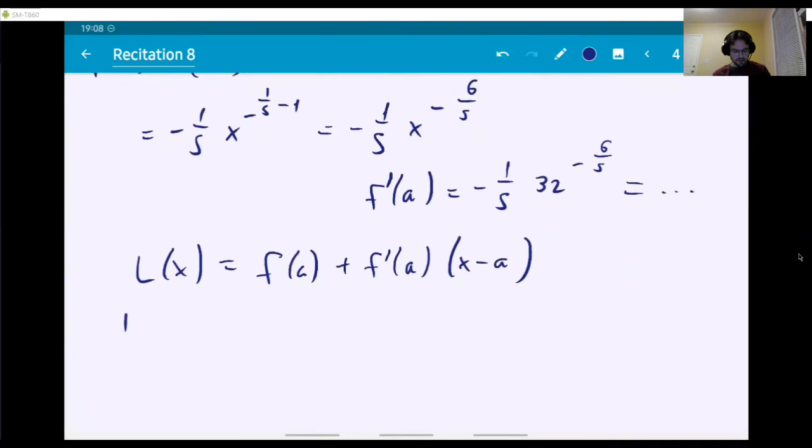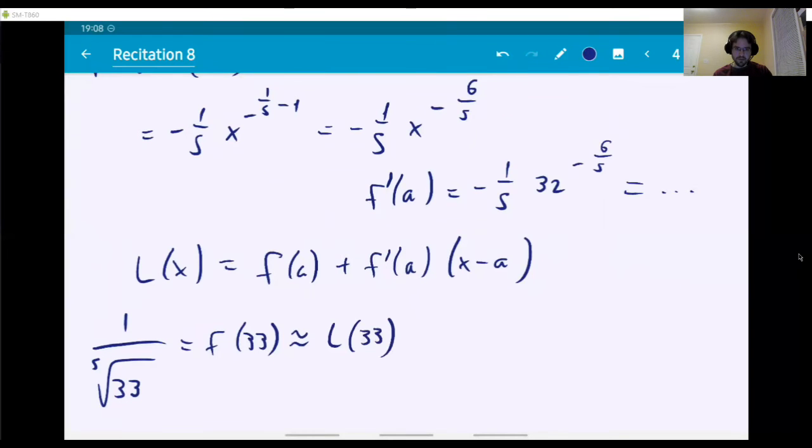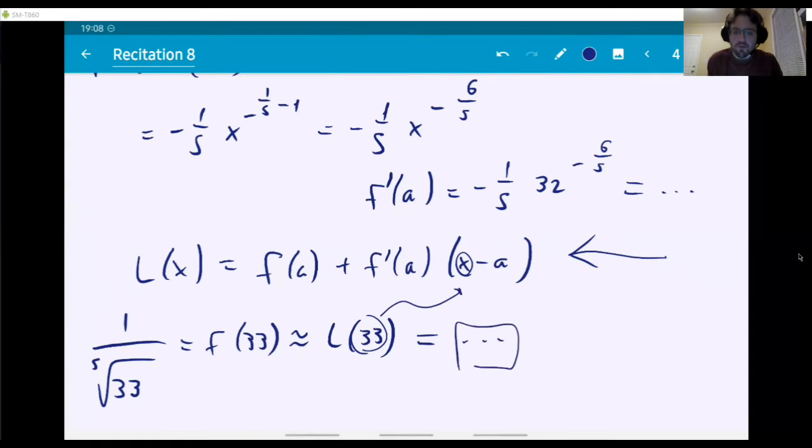The final answer, the number that we're trying to find, that's f of 33. This is how the process works. We always say that it is approximately the linear approximation at 33. So now after writing this fully with the actual numbers in it, you plug in 33 for x, and you're going to find a number in here. So this number will be your answer to the linear approximation. Let me not finish this. Again, this is very similar to everything we've done in recitation, in lecture.